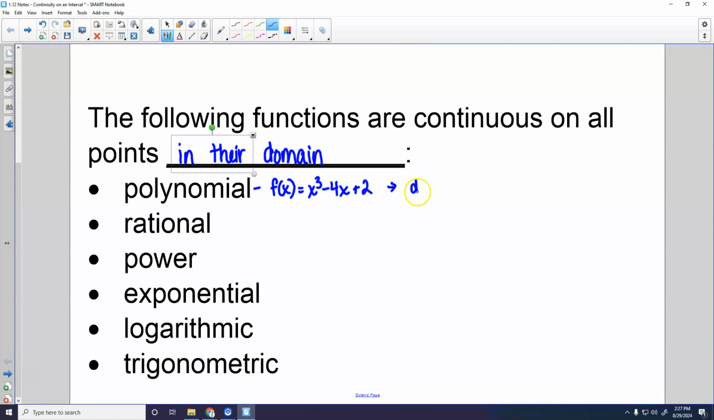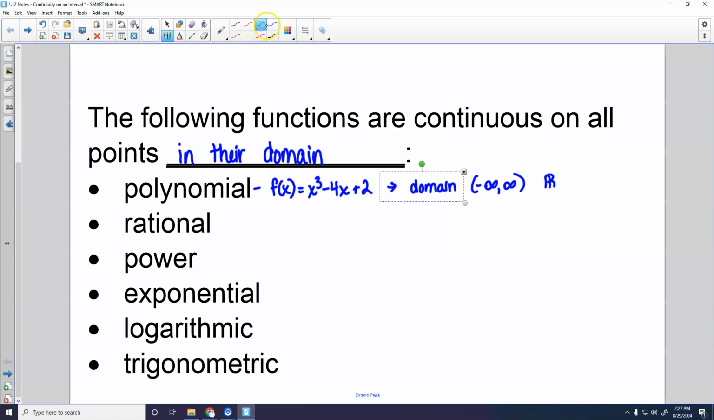The domain for it is going to be negative infinity to positive infinity, or all real numbers. So polynomial functions are continuous everywhere. They do not have any discontinuities.